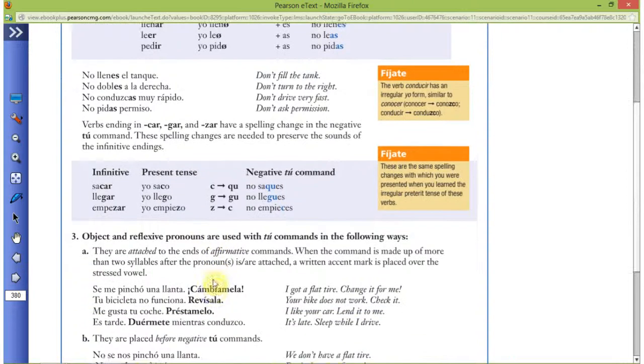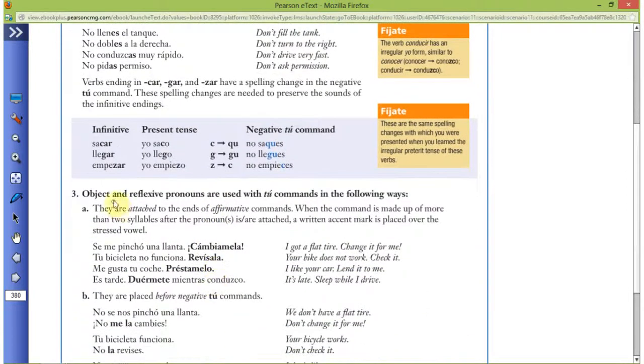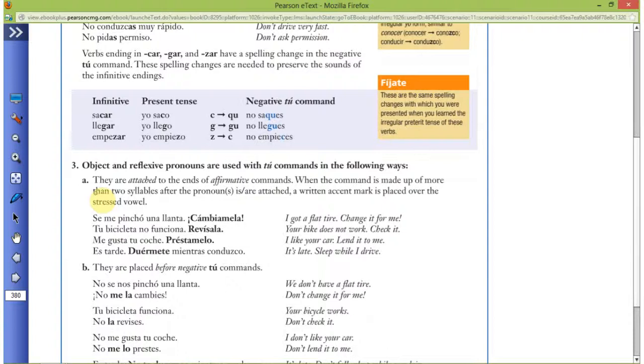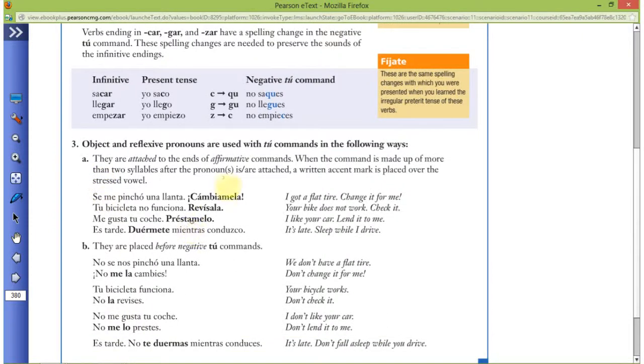We have reflexive pronouns, object pronouns that can be added to the end of the command forms when they are affirmative. Se me pinchó una llanta. I got a flat tire. Cámbiamela. Change it for me. My wife would never say that. Okay. Cámbiamela. Change it for me.